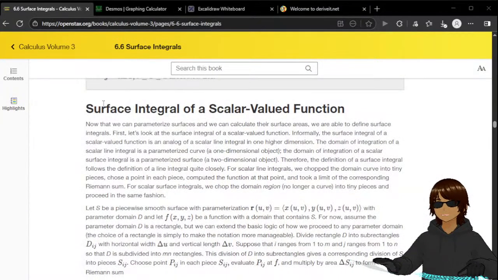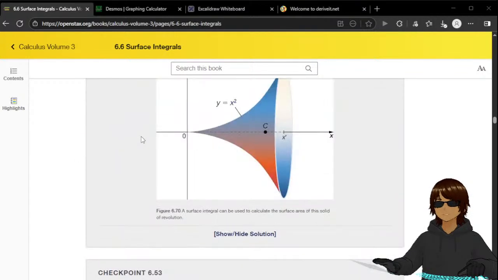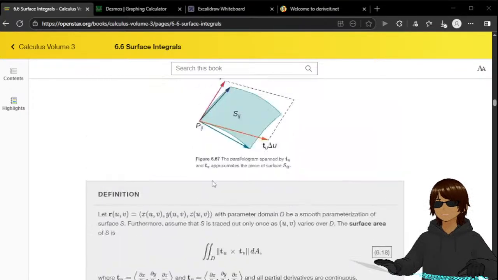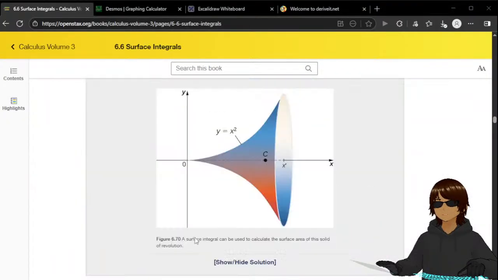This time I'm going to be studying the surface integral of a scalar valued function. Now that we can parameterize surfaces and we can calculate their surface area, we are able to define surface integrals. Didn't we already do that? What is this? Surface area. This is surface area, right?